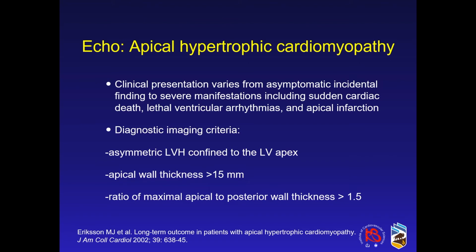The clinical presentation of apical hypertrophic cardiomyopathy can vary from being asymptomatic as an incidental finding to severe manifestations including sudden cardiac death, lethal ventricular arrhythmias, as well as an apical infarction. With respect to echocardiography, the diagnostic imaging that one must focus on is asymmetric LVH confined to the LV apex, an apical wall thickness that is greater than 15 millimeters, and a ratio of the maximal apical to posterior wall thickness greater than 1.5.